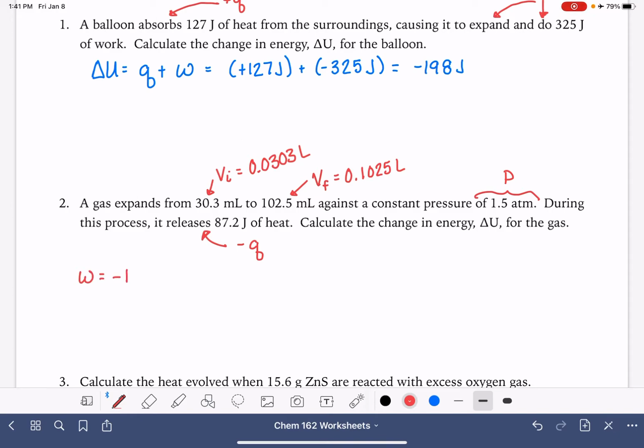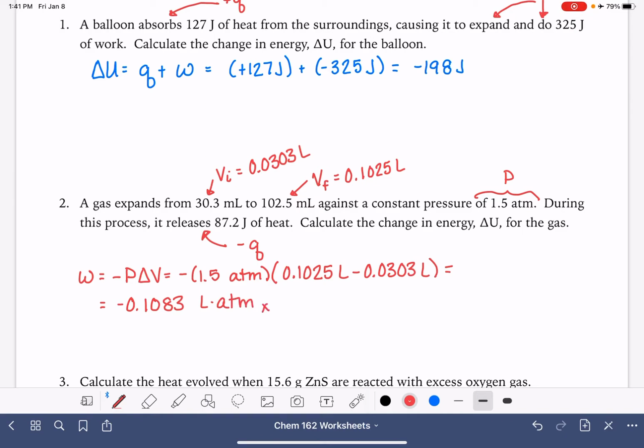Work is negative P delta V. The pressure is 1.5. And the delta V is final minus initial, which is 0.1025 liters, minus 0.0303 liters. I'm going to do the 0.1025 minus 0.0303 times 1.5 atmospheres. This gives us a value of negative 0.1083, and the units are liters atmospheres.